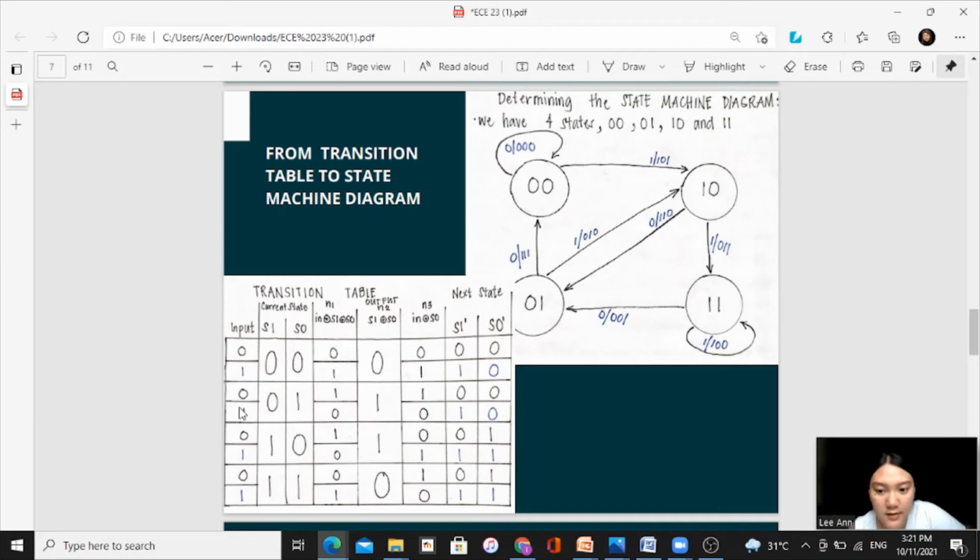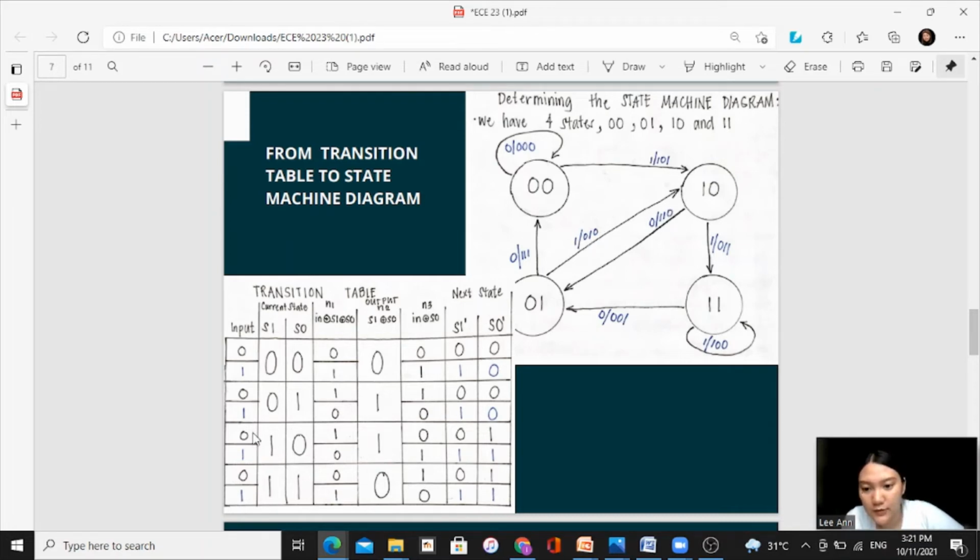The next input is 1 and the current state is 0, 1, which leads to its next state that is 1, 0 with the input 1. The outputs would be 0, 1, 0. So from 0, 1, the input is 1 and the output is 0, 1, 0.